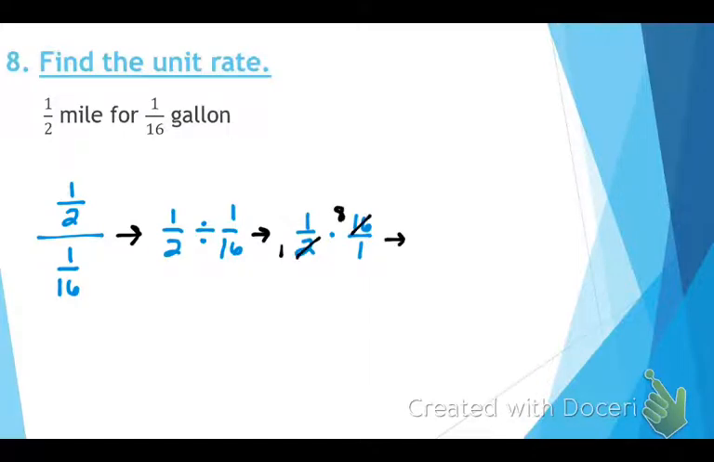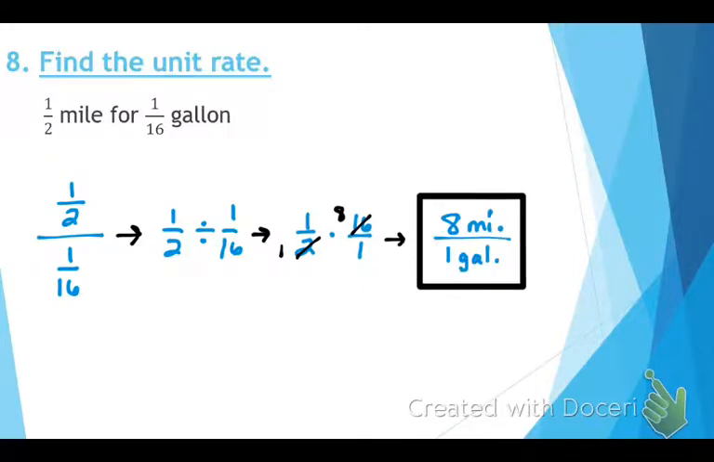All right, so now we get our final answer. Remember, units have to be attached for the unit rate. The 8 is going to be your numerator. 8 what, guys? Miles. 8 miles per what? 1 gallon, because for a unit rate, you always want to have a denominator of 1.